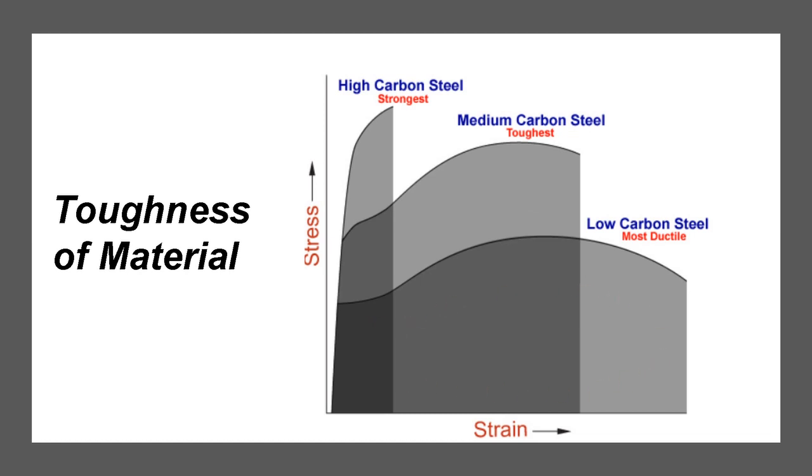It is evident from a comparison of the 3 types of steel in the figure that the medium carbon steel is the toughest and the high carbon steel is the strongest.